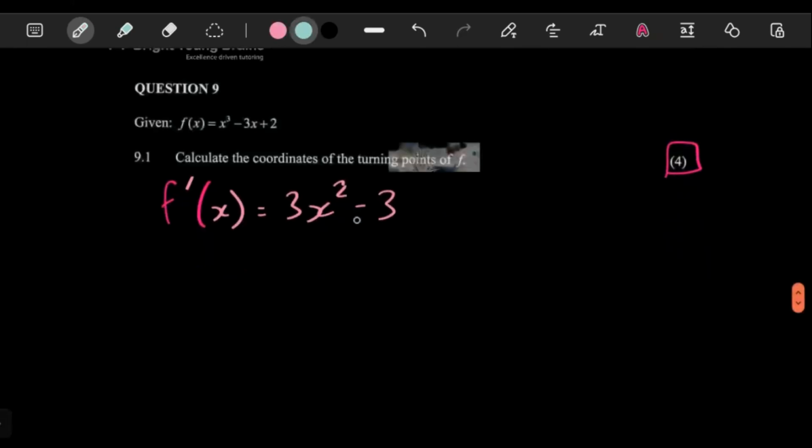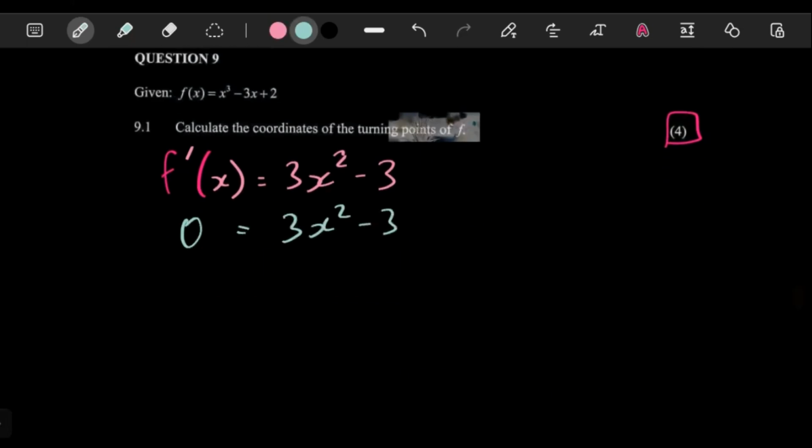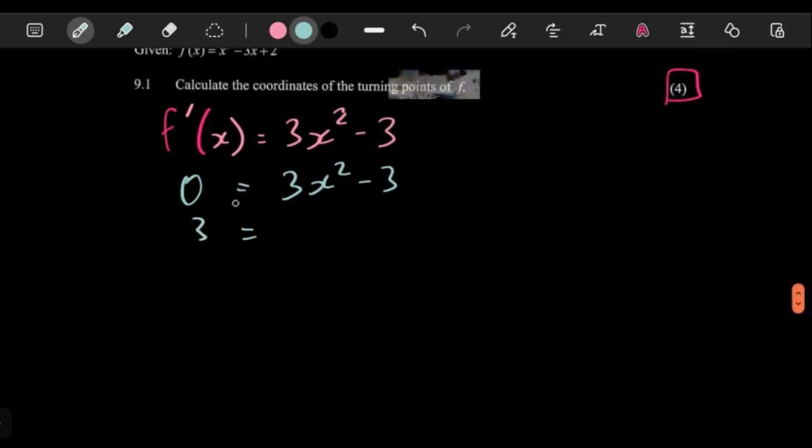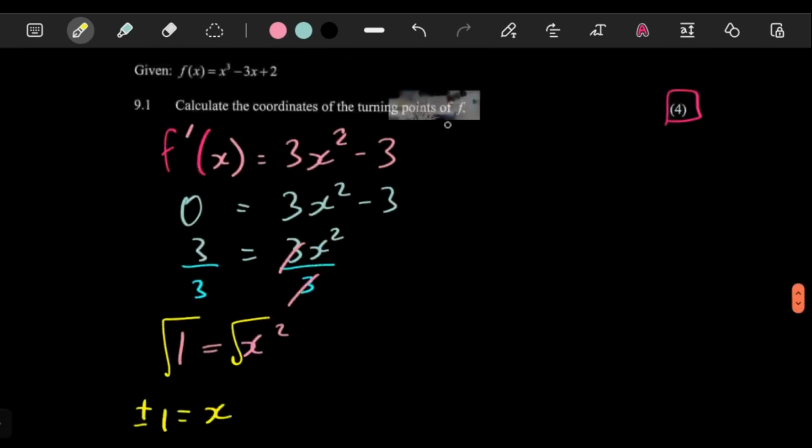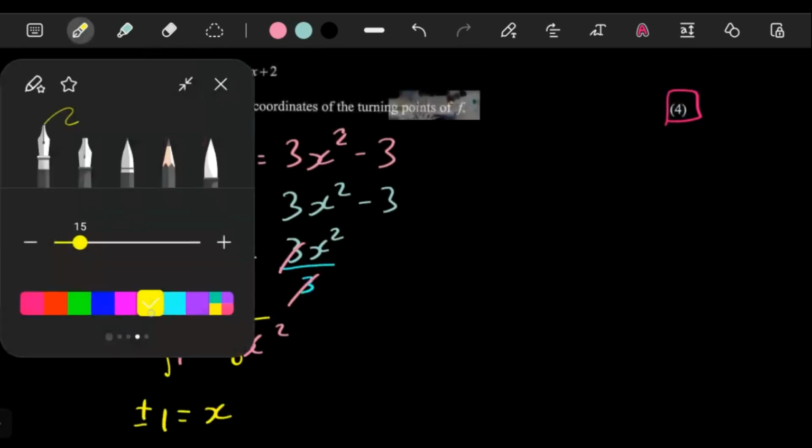So at a turning point, you differentiate your equation and you make it equal to 0 to get the x values of the turning points. So here the 3 can go over, it becomes plus. Divide both sides by the 3. You're going to have x squared is equal to 1. If you square root both sides, you're going to have plus or minus 1, which is okay. So the x values are negative 1 and positive 1.